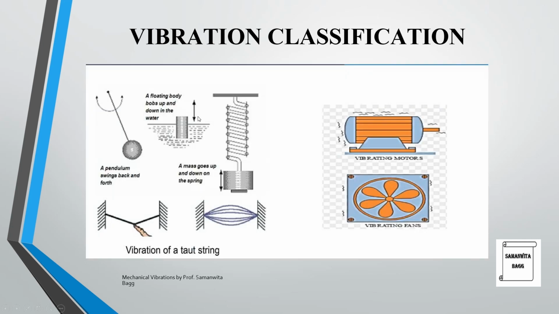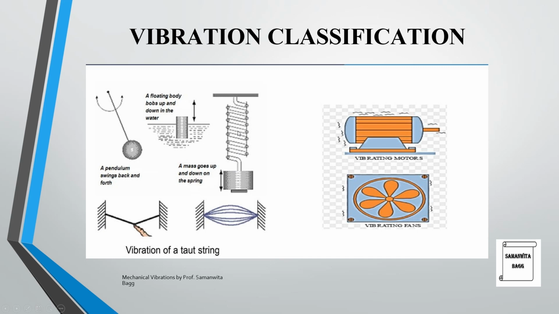So you can see here, these are certain examples. A pendulum swings back and forth. So initially it can get excitation and it can then continue moving with its own natural frequency. A floating body bobs up and down in the water. The same thing can be understood for this example. A mass goes up and down on the spring. Say a simple excitation is given.